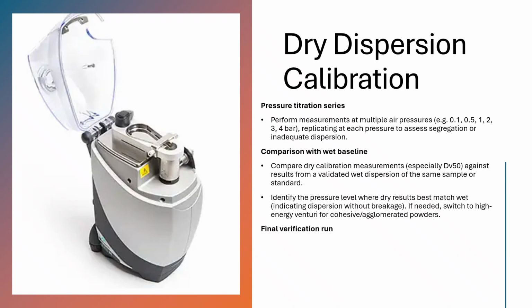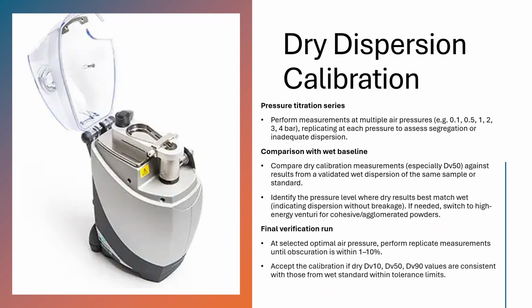So now the final verification run. At the selected optimal air pressure, perform replicate measurements until obscuration is within 1 to 10%. Staying within 1 to 10% obscuration ensures a good signal to noise ratio without exceeding the optical system's linear response range, right?